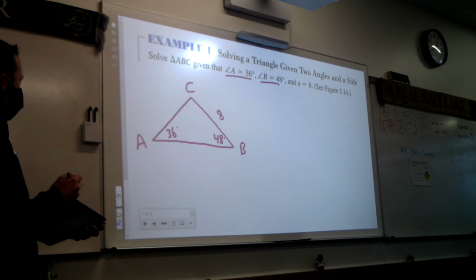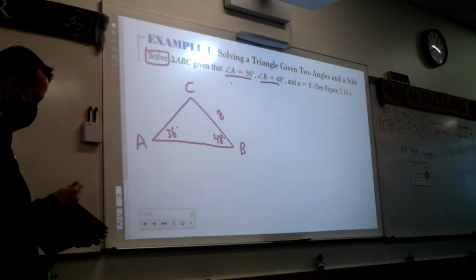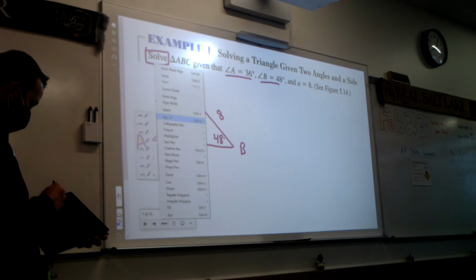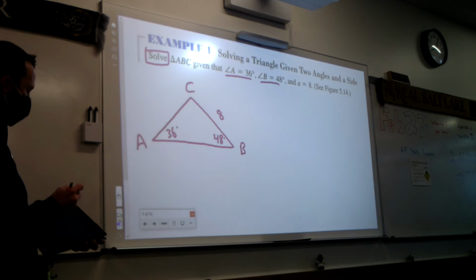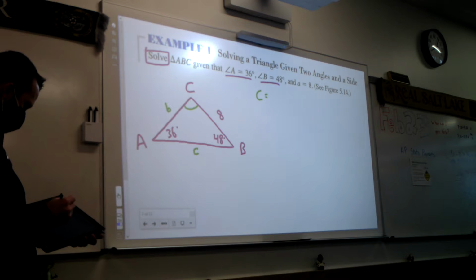Alright, now guys, if it tells us that we need to solve a triangle, what does it mean that we need to find? All the sides and all the angles. So guys, what's missing here? Well, we don't know C, so I need to figure out what C is. We also don't know side B or side C.